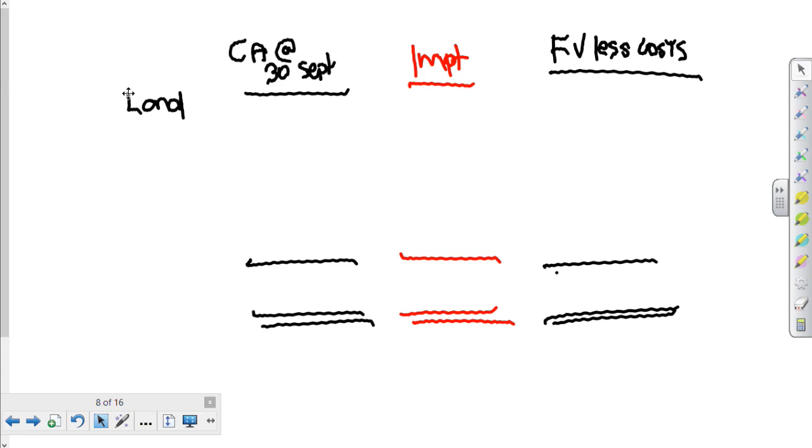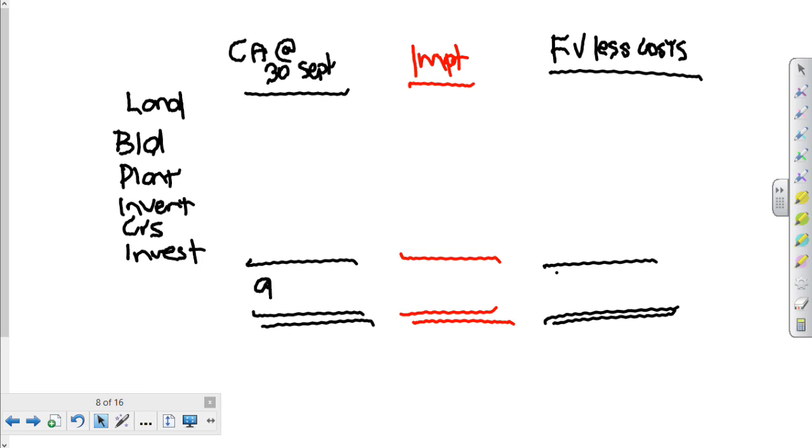I want you to do all of those assets. I think it was land, building, plant, inventory, creditors, investment. You're going to work out the carrying amounts. I think this number was 954 as a check. Then you're going to put in fair value less costs. So this will be step 1. Let me actually do it in a different color. This here is step 1, is to complete this.